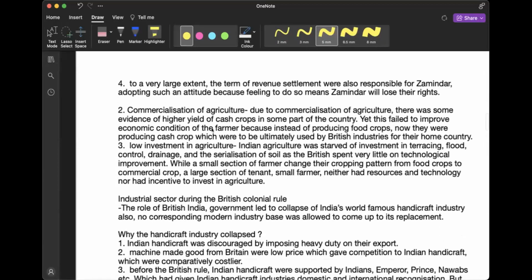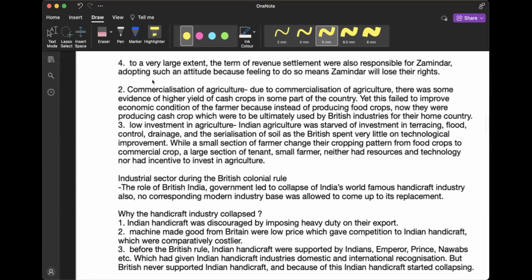Now over here, commercialization of agriculture also. What happened basically? Due to commercialization of agriculture, there was some evidence of higher yield of cash crops in some parts of the country. Earlier, farmers were growing for their own consumption, like we will eat it and not sell it. But now, with commercialization, you need to sell it, and that's a great problem. And then nobody was investing in agriculture, so there was low investment in agriculture. Indian agriculture was there because of terrace farming. We need money, but nobody was investing.